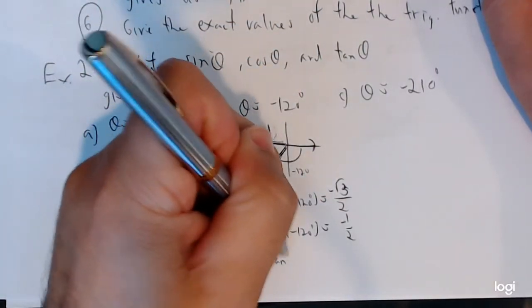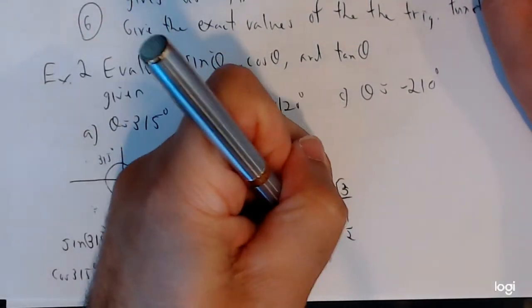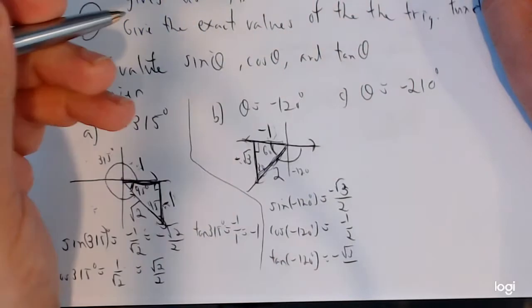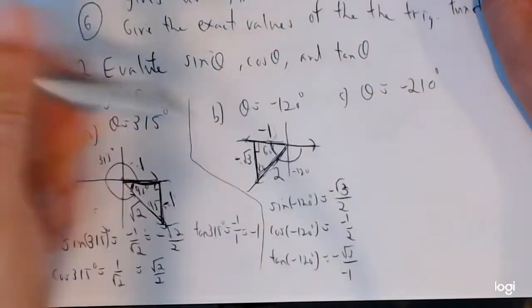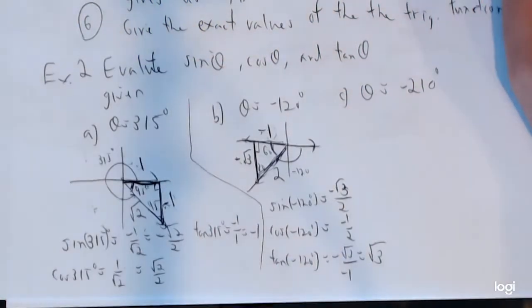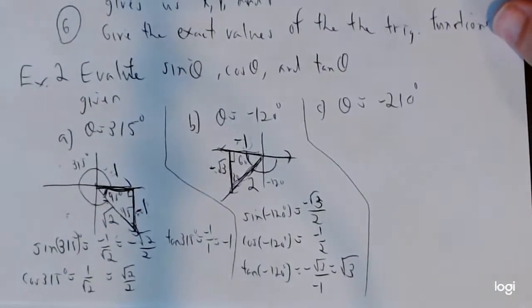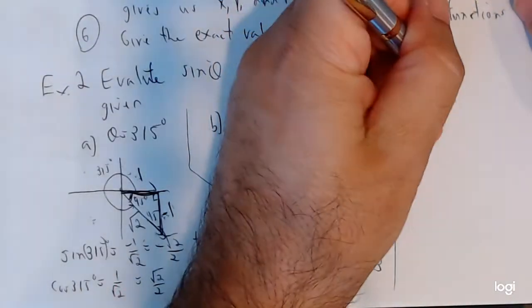And tangent of negative 120 degrees is y over x, so it's negative rad 3 over negative 1, y over x, which is rad 3. Okay, now going on to the last one, which is negative 210 degrees.